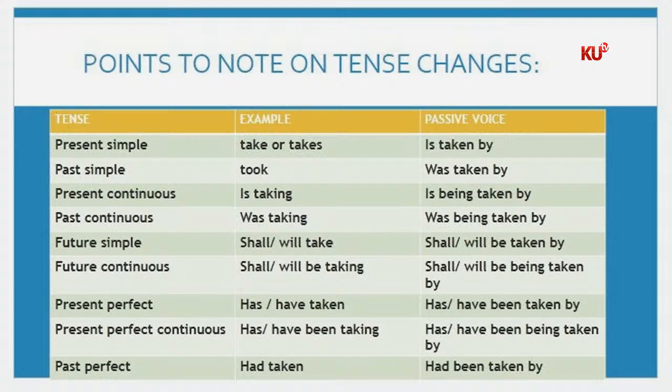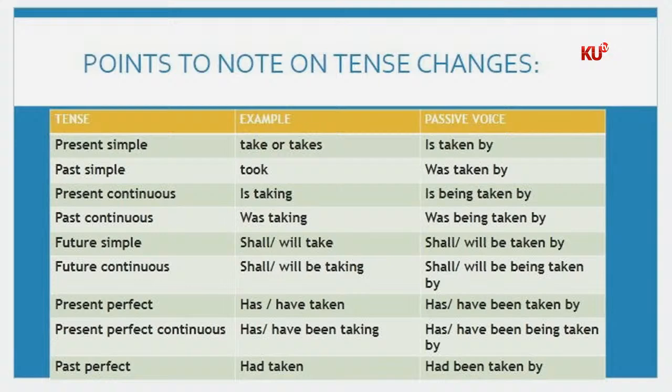We come to present perfect tense. Maybe you can say, John has taken my pullover. We say, my pullover has been taken by. So here we use has or have.